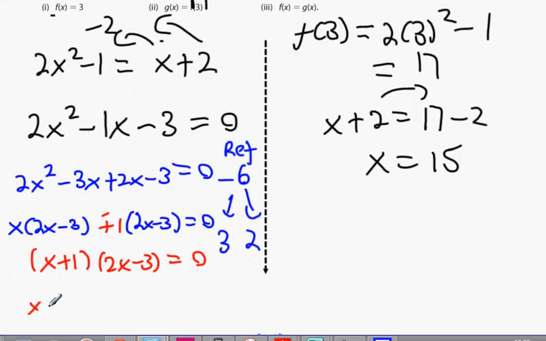X equals anybody? Minus 1. 2x equals 3. X equals 3 over 2. How many people got that one now? Alright.